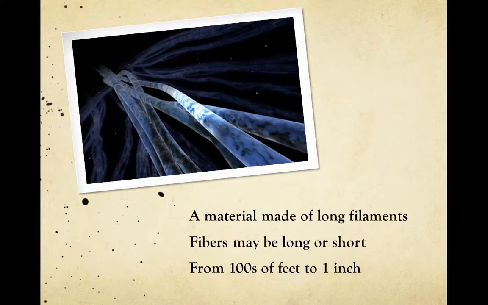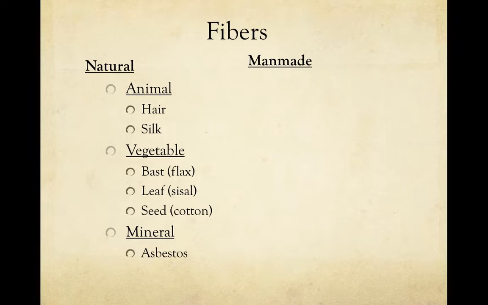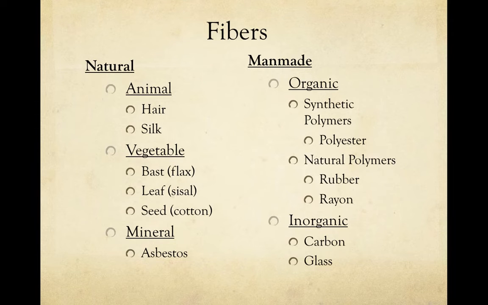By definition, a fiber is a material made up of long filaments, and fibers may be long or short, ranging from hundreds of feet to 1 inch, or even much, much shorter. Fibers are categorized into two main groups of natural and man-made or synthetic. Natural fibers are broken into animal, vegetable, and mineral fibers, and man-made fibers are further organized into organic and inorganic fibers. But first of all, we're going to talk about the natural fibers.